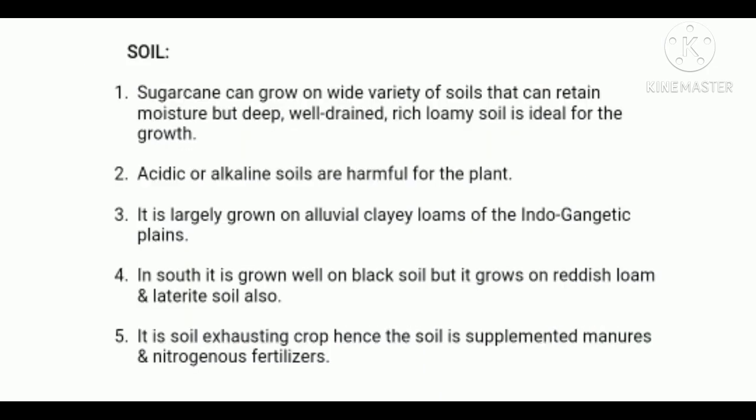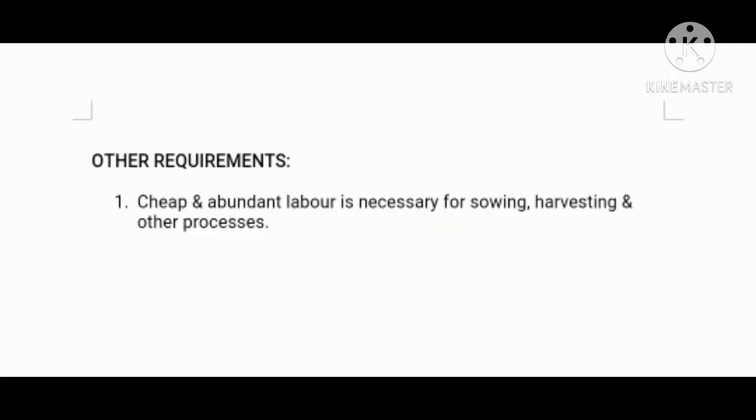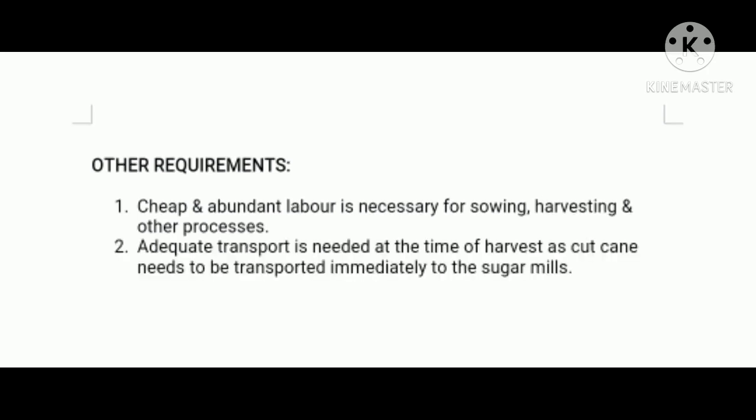It is a soil exhausting crop, hence the soil is supplemented with manures and nitrogenous fertilizers. The growing of sugarcane needs other requirements as well. Cheap and abundant labor is necessary for sowing, harvesting, and the other processes. Adequate transport is needed at the time of harvest as cut cane needs to be transported immediately to the sugar mills.